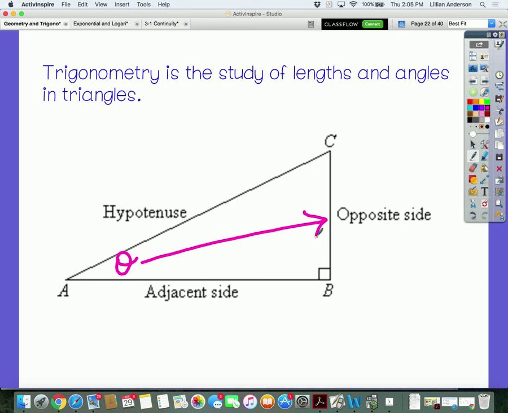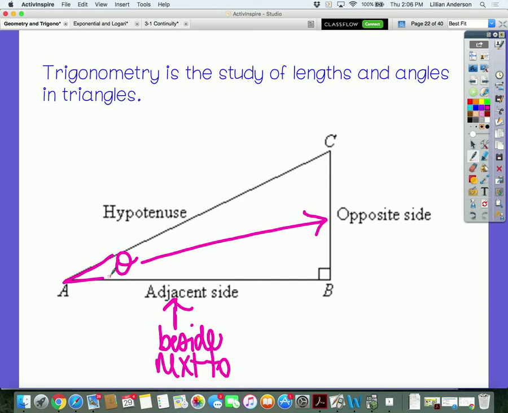What's another word for adjacent? The side, you can even say, what's another word for the side? Next to, okay? So depending on the angle that they give you or they're asking you to find, the side that forms the angle with the hypotenuse is always your adjacent side because it's right next to the angle, it's right beside the angle, okay?